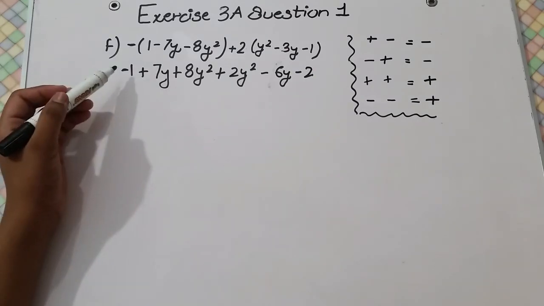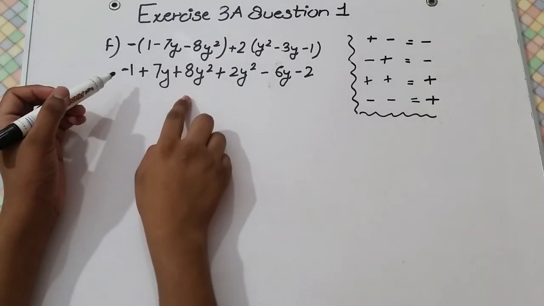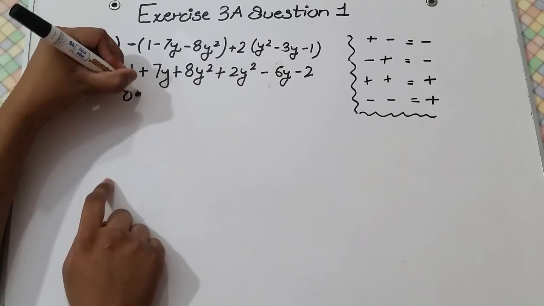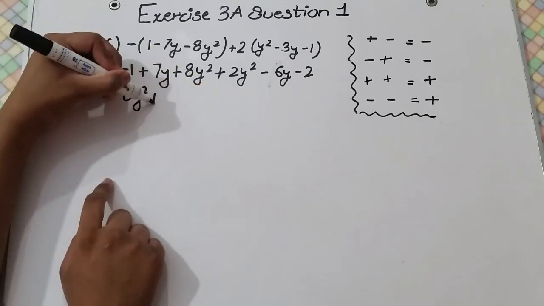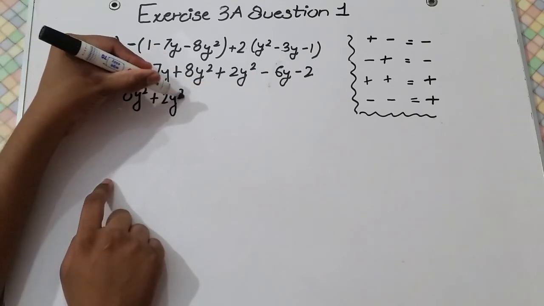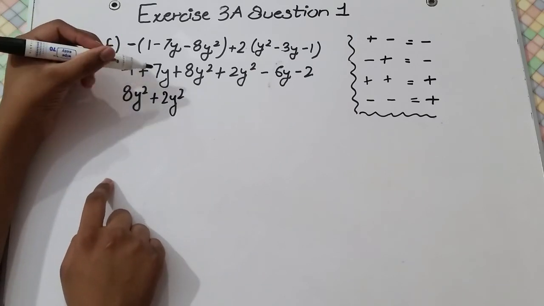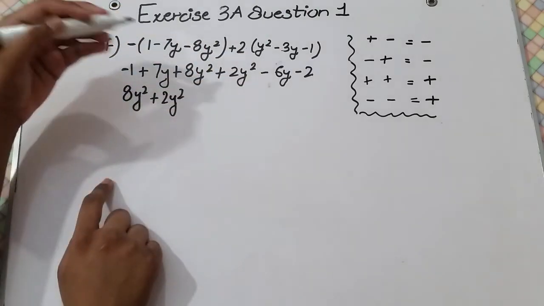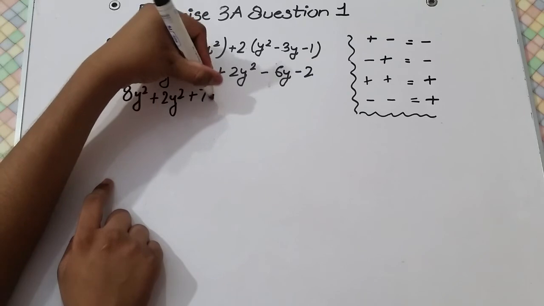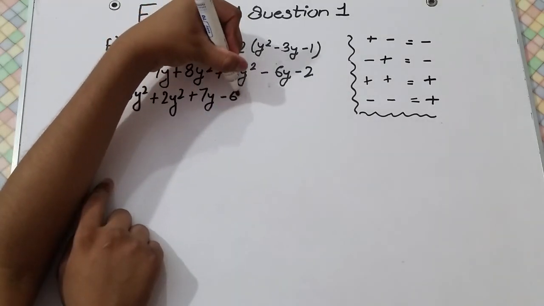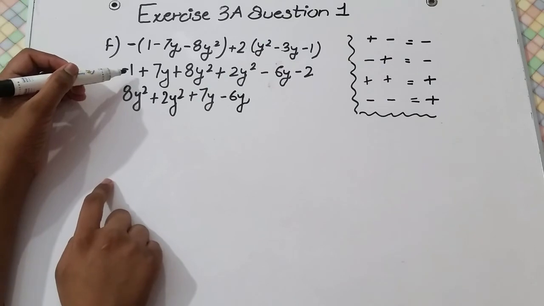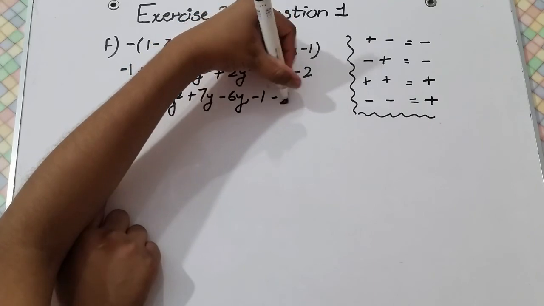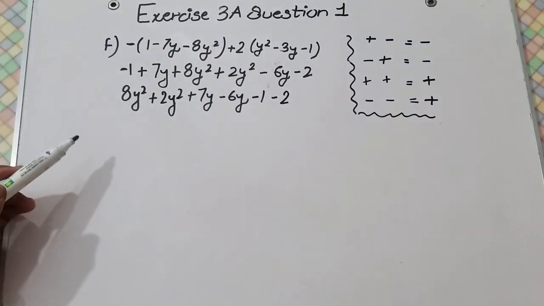So now we are going to gather the like and unlike terms. So first we are going to write over here plus 8y square. Then we are having plus 2y square. And then we are having plus 7y and minus 6y. Then we are having minus 1 minus 2. So we are going to just now solve this.